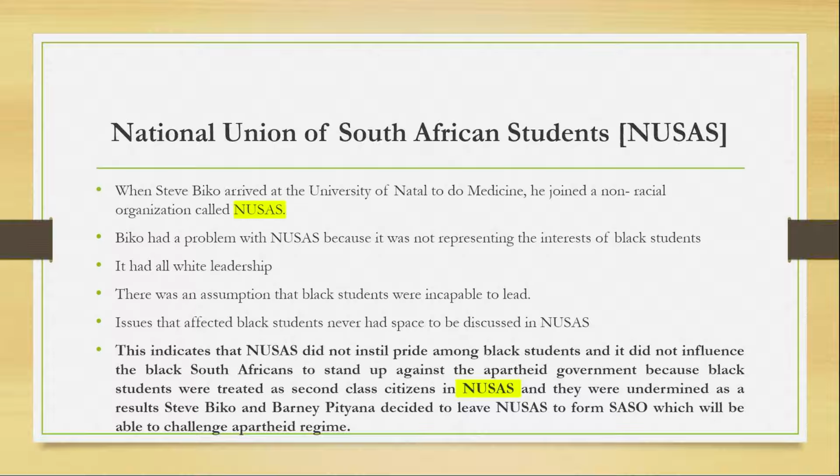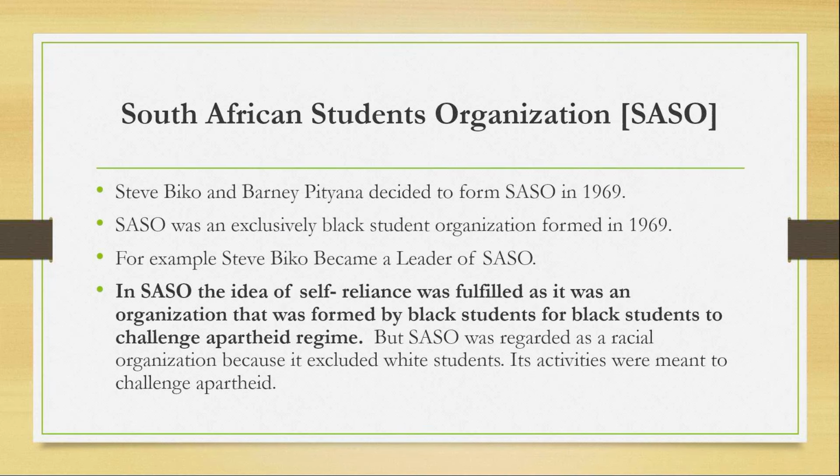You must be able to say, this indicates that NUSAS did not instill pride among black students, and it did not influence the black South Africans to stand up against the apartheid government, because black students were treated as second-class citizens in NUSAS, and they were undermined. As a result, Steve Biko and Pani Pityana decided to leave NUSAS to form SASO, which will be able to challenge the regime. So that is how to link the line of argument.